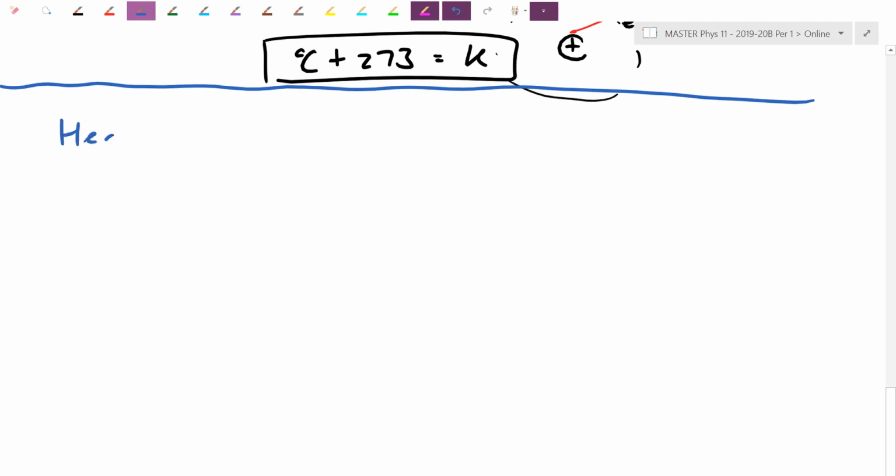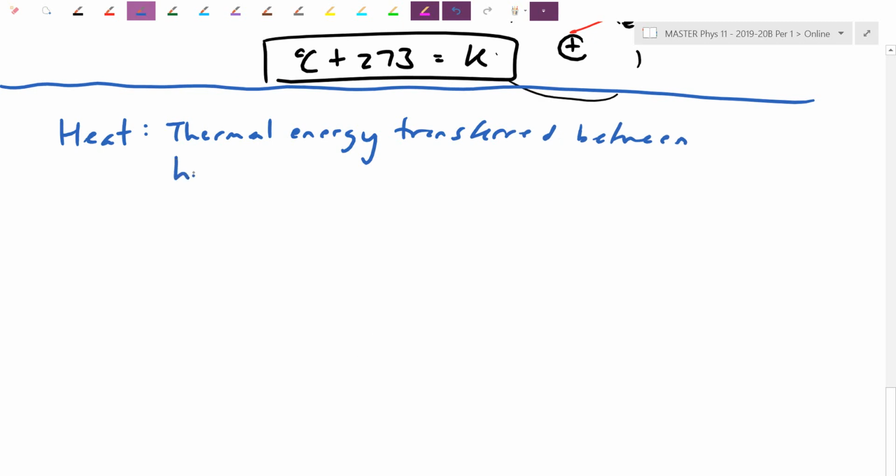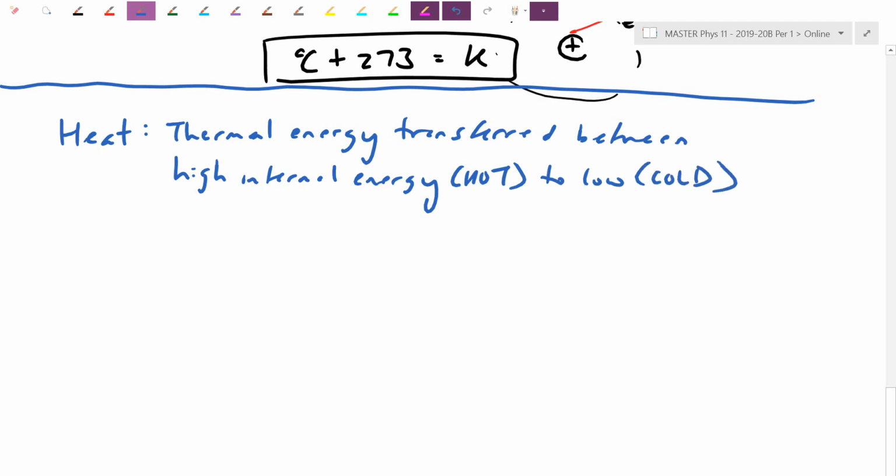When we take a look at heat, heat is actually defined as thermal energy. So that's the amount of heat energy. That's another word for heat. Thermal energy that is transferred between something with high internal energy, something with a lot of particles traveling really quickly. Conventionally, we'd say that's a hot object, to something with low internal energy, and traditionally we say it's a cold object. So we never have heat unless there's a transfer.